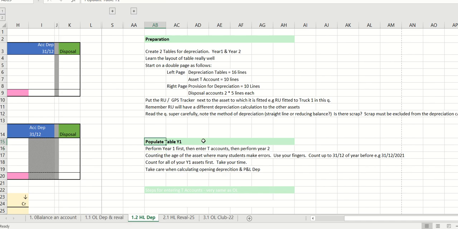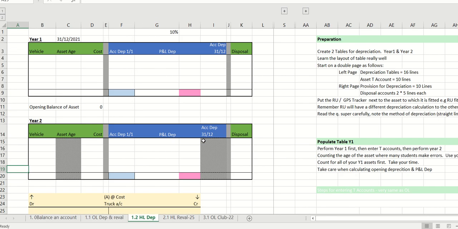Okay, now we're going to start populating our table. We're just going to do year 1 and do our double entry and balance our accounts for year 1, and then we're going to do year 2. That's our approach. The most common error that we make is counting the age of the assets, so please be careful in relation to that. Do all of your finger counting, as I call it, for your assets at the same time. Do all the aging of the assets first, and then you can do all your calculator work together the second time, because you're going to be more accurate than if you're switching and swapping, and you're going to be faster as well. And time, of course, as we know, is key.